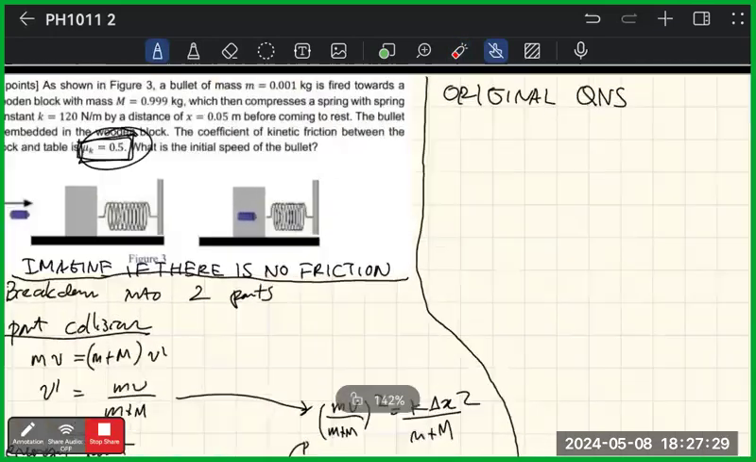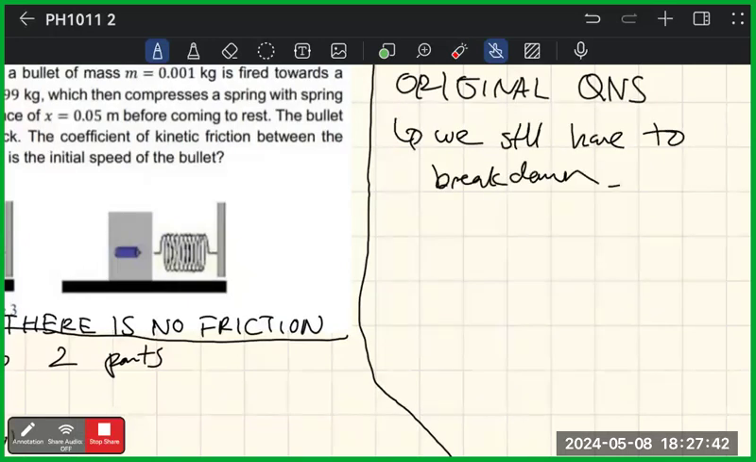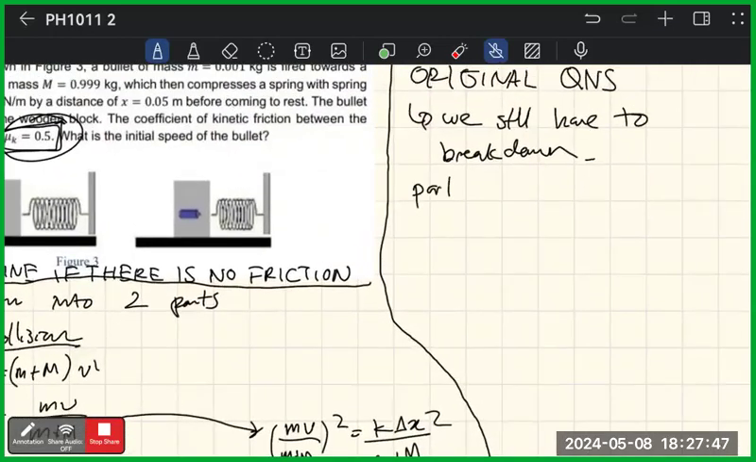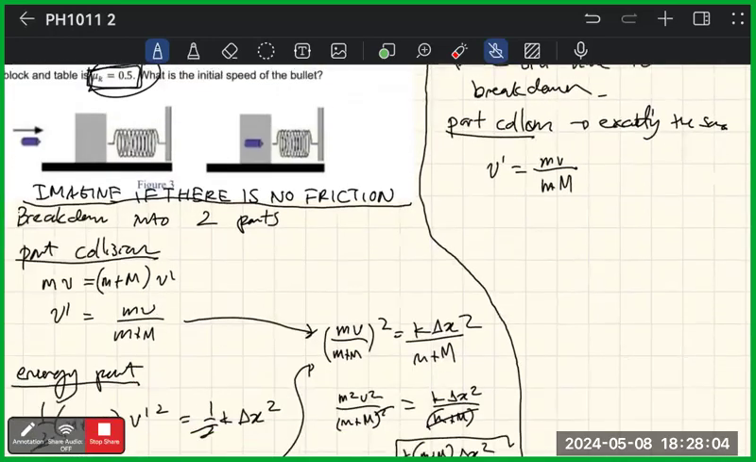So for the first part, we still have to break it down, but the breakdown, the part one is still the same. The collision part is exactly the same. So still phi prime equals m phi over m plus M. But the energy part is different.